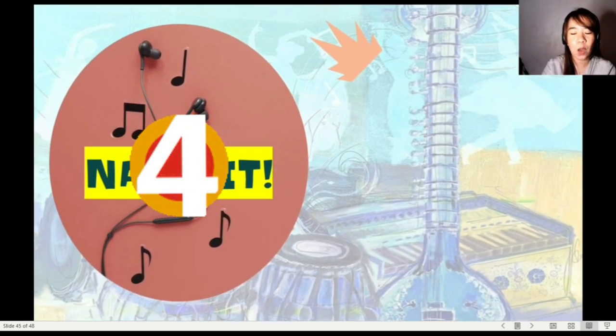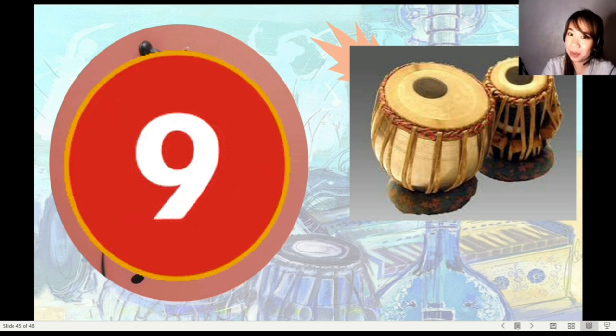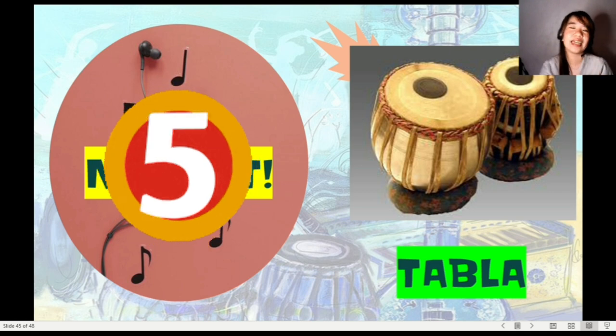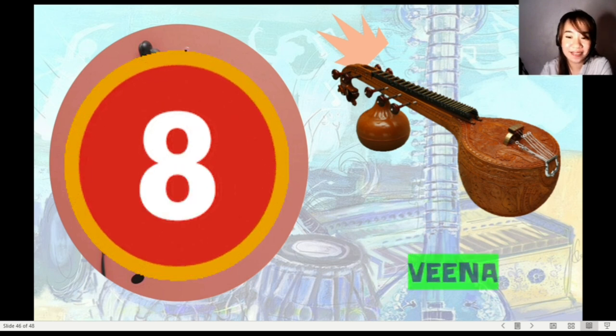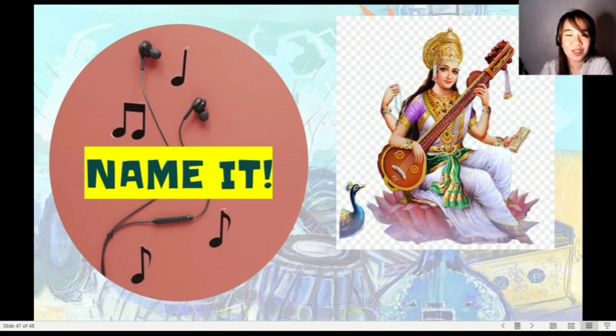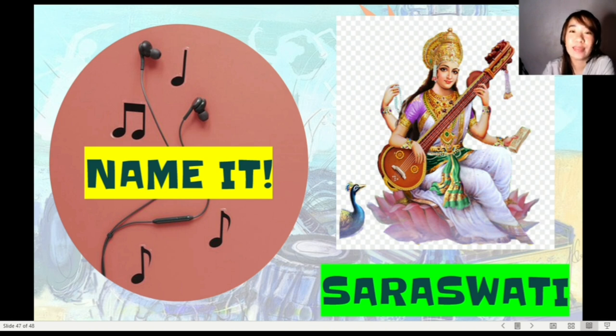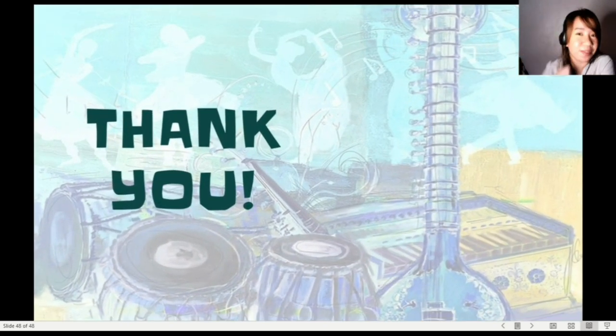Next. How about this one? Let's see if your answer is correct. Very good. If your answer is tabla. Let's see. Veena. Next one. Oh, there you go. Who do you think this one is? Can you still remember her name? If your answer is Saraswati, then you are correct. Very good. Did you get four answers correct?